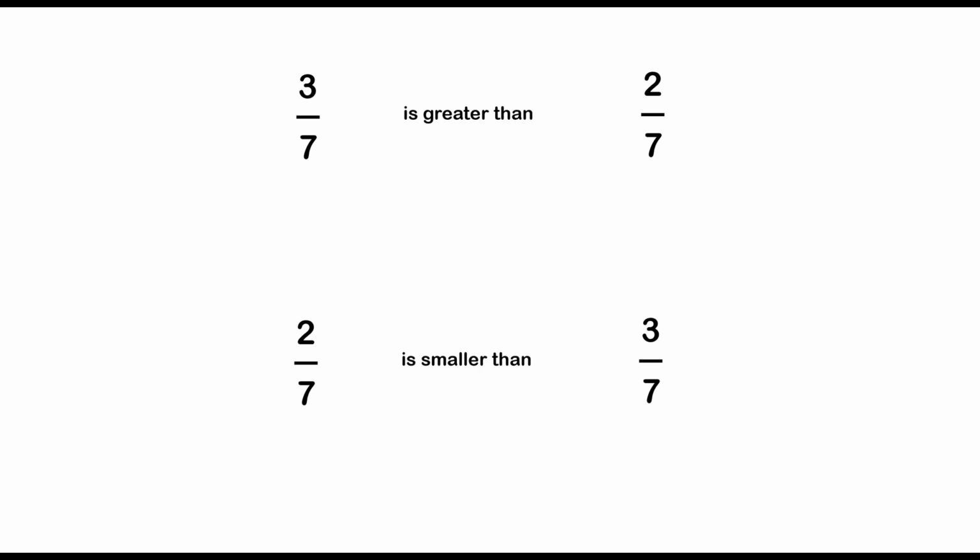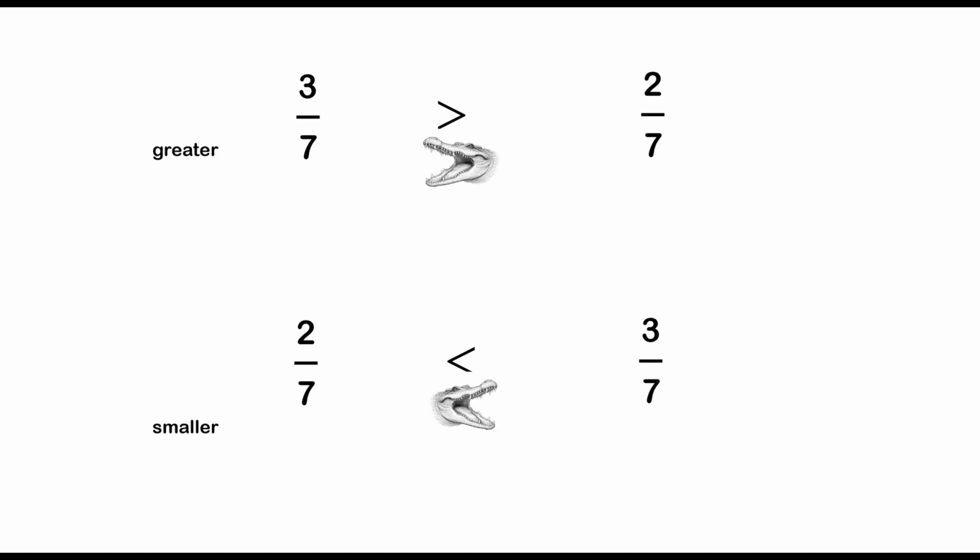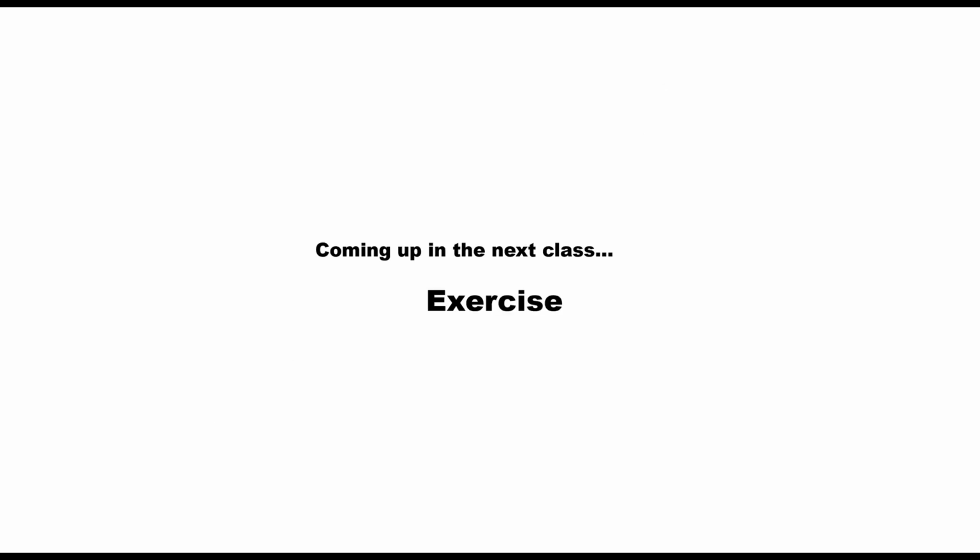Here writing the phrase is greater than takes too much time and space. So we have a symbol for this. And similarly for the phrase is smaller than. If you happen to confuse between these two symbols as to which is for greater than sign, and which for smaller than, just think of the symbol as the mouth of a crocodile. The crocodile is greedy and wants to eat the larger fraction. So it opens its mouth towards the larger fraction. In the next lesson, we shall do some exercises.